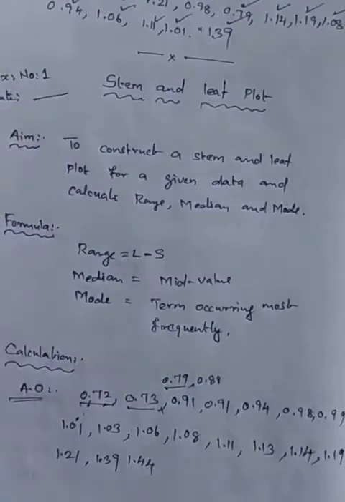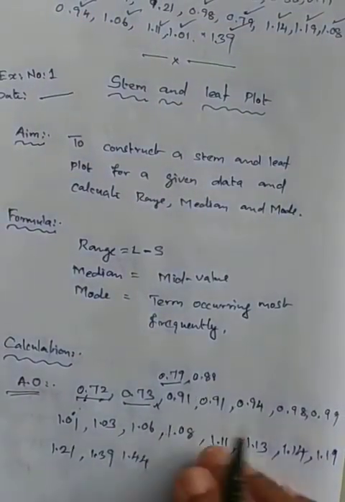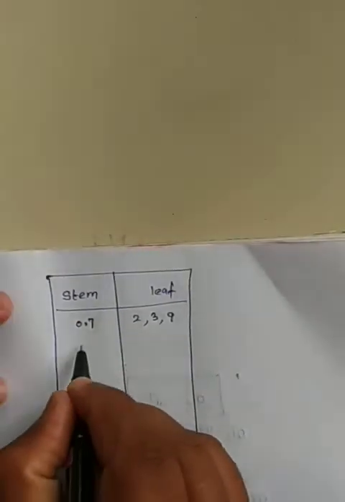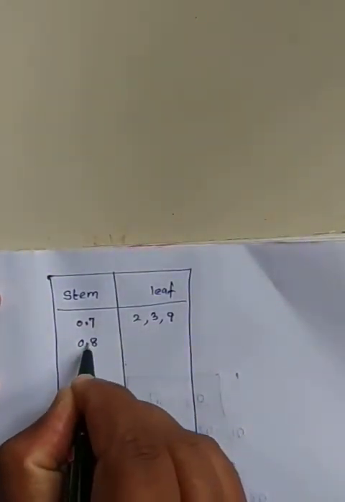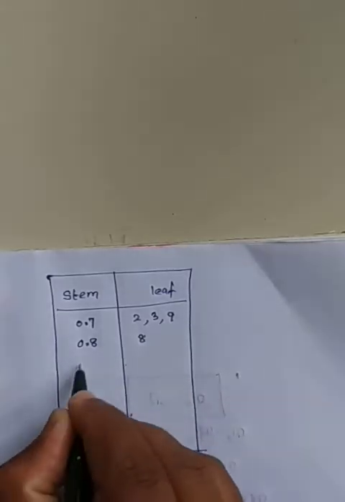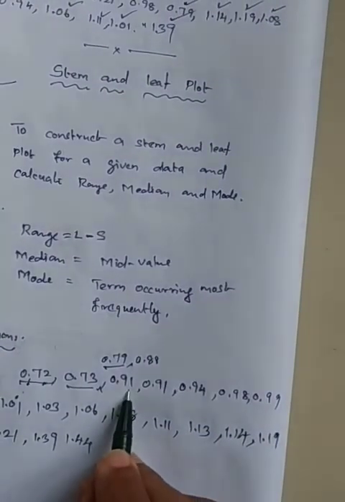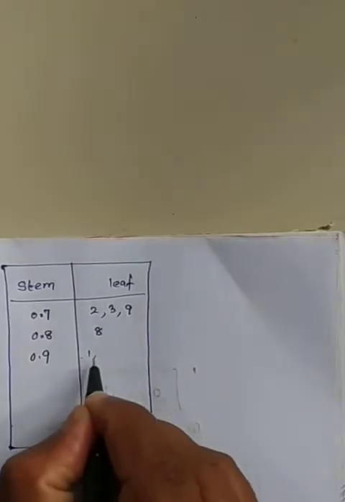Next one you see is 0.8, 0.88. Only one number, so what will you write? 0.8, and 8 here. Next will come 0.9. In 0.9, 0.91 and 0.91, so 1 is there twice. So you write here two ones, 1 comma 1.